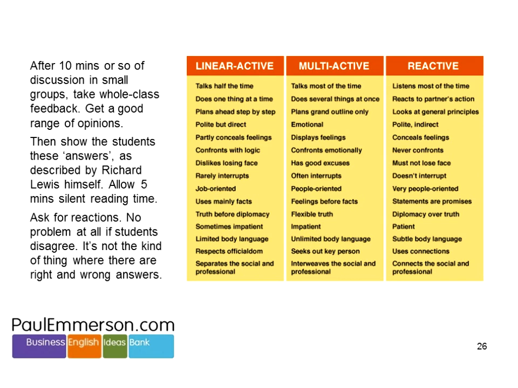Let's look at the 4th row down. Linear active, polite but direct; multi-active, emotional; reactive, polite and indirect. Of course, the concept of face is very important for the reactive cultures. That's the 6th row. So linear active dislikes losing face, multi-active has good excuses, and reactive must not lose face.